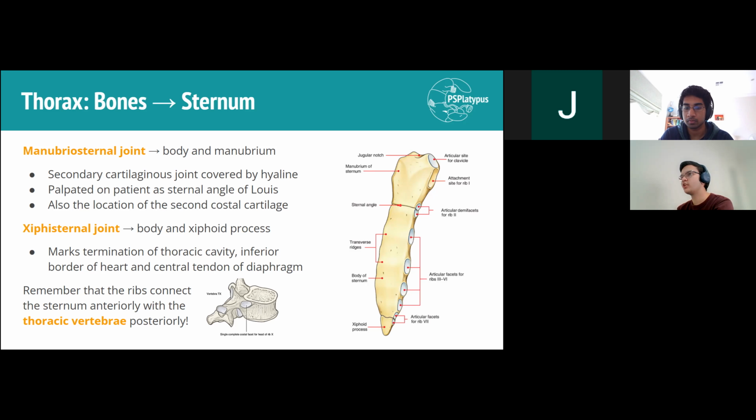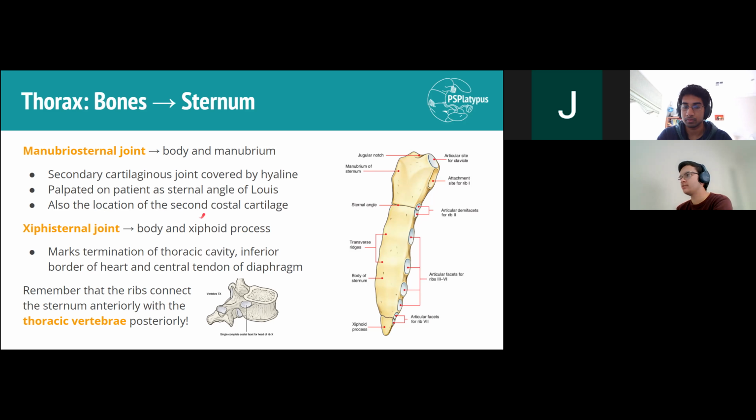So with the manubriosternal joint, this is probably the most important. We also call it the sternal angle. I'm not sure if you can see this, but if you put your hand around here and feel there, you can feel an anteriorly projecting surface, or a point. And that's the landmark that you can palpate on any patient to figure out what the manubriosternal joint is. So this is a secondary cartilaginous joint. It's lined with hyaline. And as I said, you can palpate it on your patient. Another name for it is the sternal angle of Louis, or the angle of Louis.